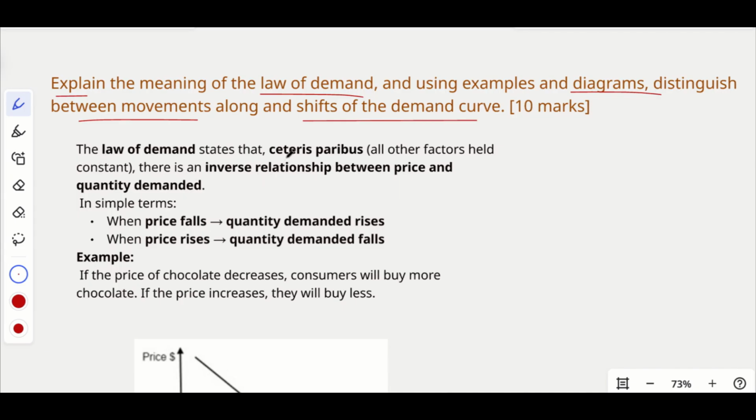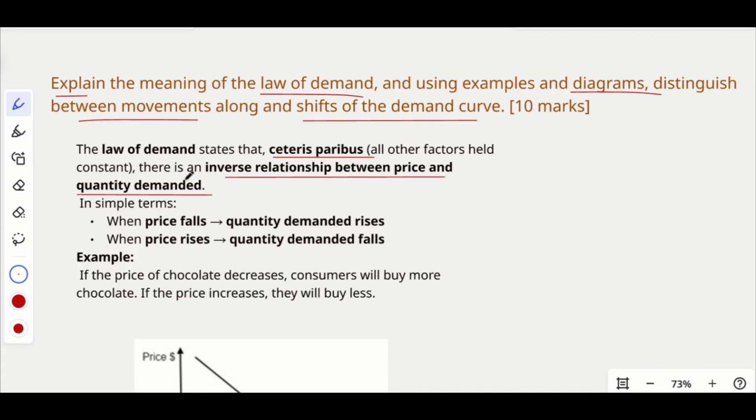The law of demand states that ceteris paribus, that is, all other factors held constant, there is an inverse relationship between price and the quantity demanded. There are a lot of things that affect demand other than price, like consumer choice, availability, climate, taste and preferences. So we are keeping everything constant. Nothing else changes, but only the price is changing. That is why we consider the situation as ceteris paribus.